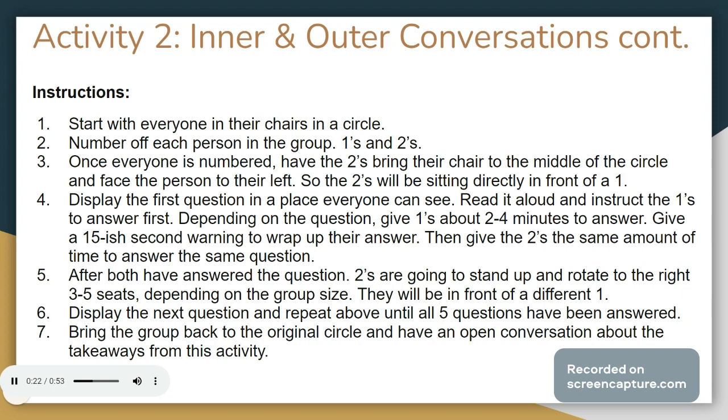Depending on the question, give 1s about 2 to 4 minutes to answer. Give a 15-ish second warning to wrap up their answer, then give the 2s the same amount of time to answer the same question. After both have answered, the 2s are going to stand up and rotate to the right 3 to 5 seats depending on the group size. They will be in front of a different number 1. Display the next question and repeat until all 5 questions have been answered. Bring the group back to the original circle and have an open conversation about the takeaways from this activity.